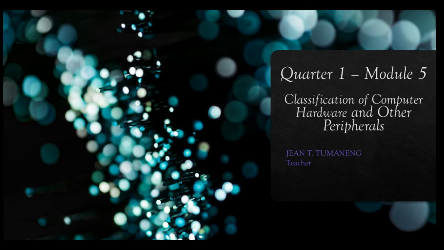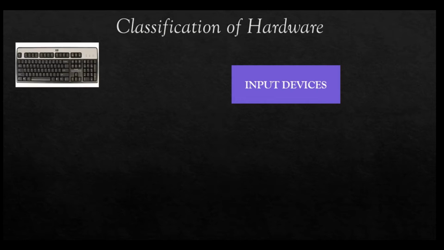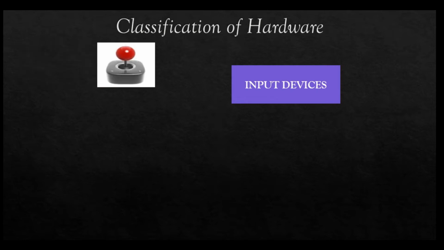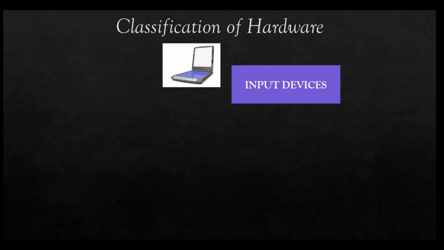Great, let's start. Computer hardware are classified according to their functions. For a computer to start functioning, data are entered into the input devices. Can you name some input devices? Keyboard, mouse, joystick, light pen, scanner. Very good. You got them all.